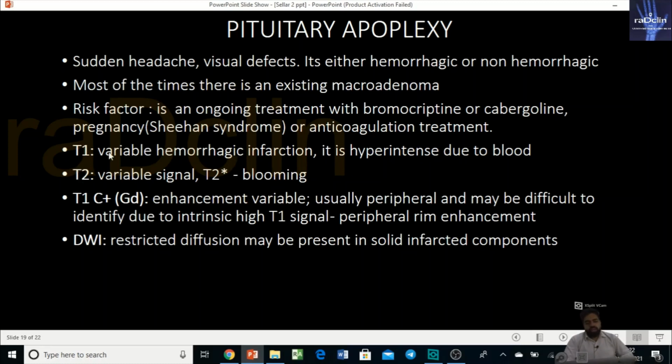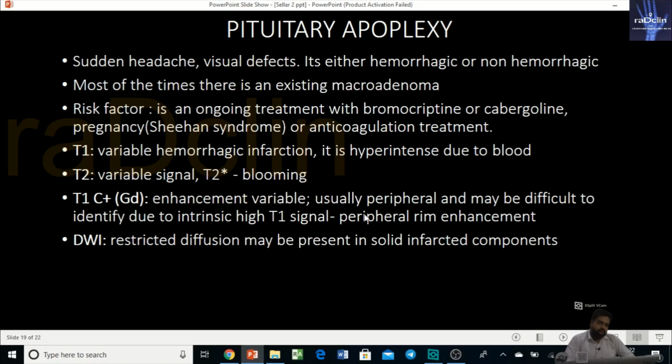Now, on T1, there could be variable intensity because if there's a hemorrhagic infarction, it could be hyperintense due to blood products. T2 is variable in signal because blood has a tendency of aging. The signal intensity changes as the blood ages. Now, on the T2 star, we can have blooming artifact due to blood products. On post-contrast, enhancement is variable.